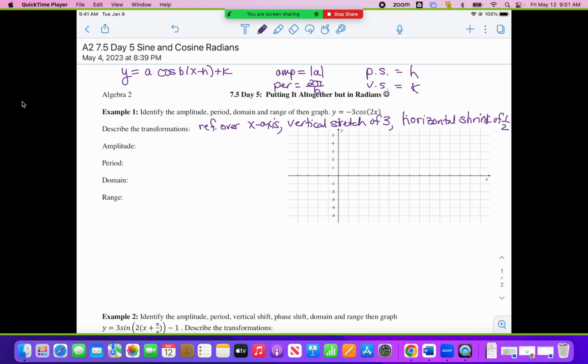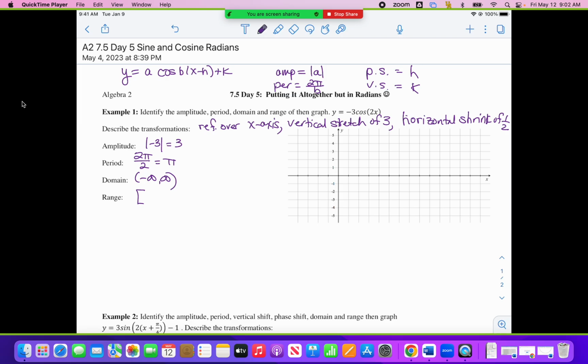All right. So Elise, what was your amplitude? 3. Good job. You're going to take the absolute value of -3, which is 3. Mia, what was your period? Good. You're going to take 2 pi over the b value, so that's pi. Sarah, what's your domain? -infinity to infinity. And Max, what's the range? I didn't do that. Oh, well, let's do it together. So if you look at that a value, that's your clue. Okay, well, we're going to work it out together.